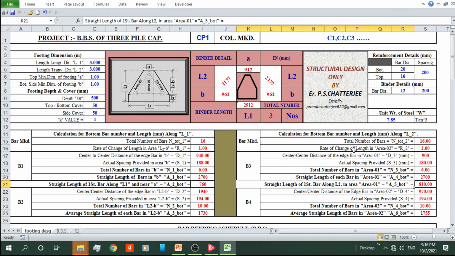Rate of change of length in area A2, that means in this area, is equal to R2, which is L2 minus B divided by 0.5 into L1 minus A. Here it is B and this is L2. Center to center distance of edge bar in area A1, that is in this zone. This is the formula.